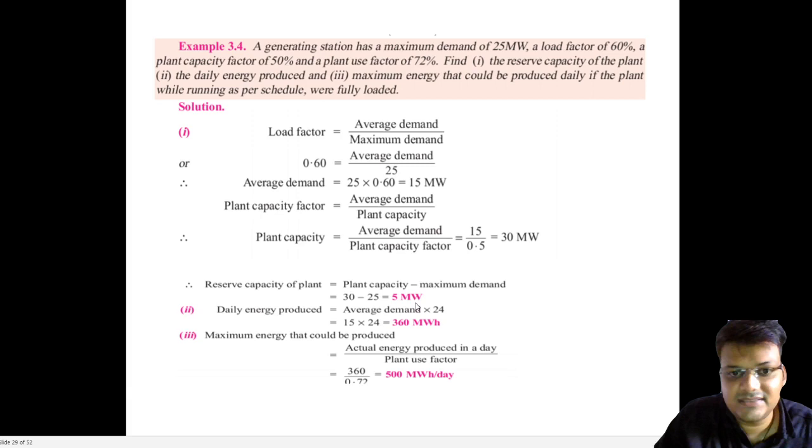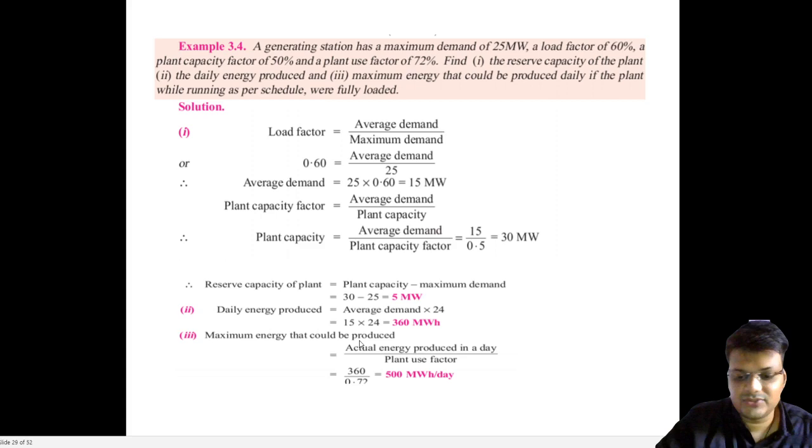If it is subjective, you will mention you have taken this value in megawatt or kilowatt, and you will be given the full marks. So now the maximum energy that could be produced. As I mentioned, the plant use factor is actual energy produced in a day divided by maximum energy produced. I have shown you this formula also: actual energy produced in a day upon maximum energy that can be produced daily.